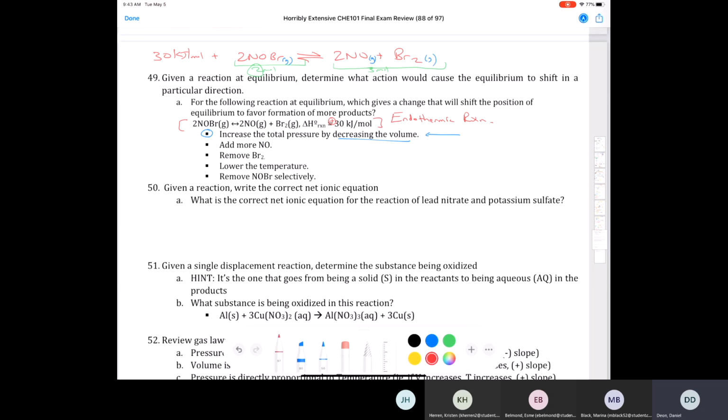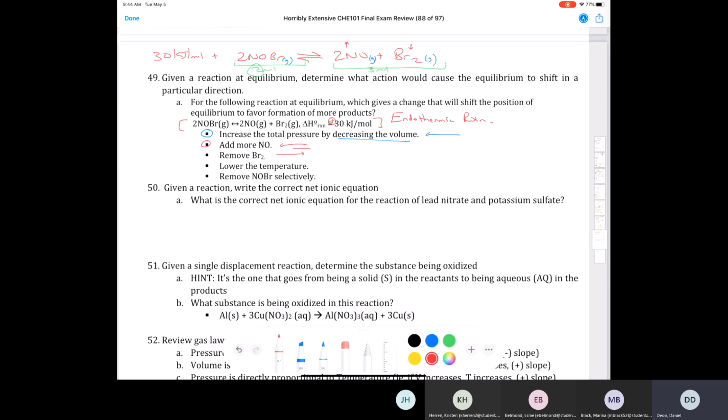Let's look at the next one. It says, if we add more NO, well, if I increase the amount of NO, the system is going to counteract to alleviate the stress that I'm putting on it, which is basically me summarizing Le Chatelier's principle. So if I increase the amount of NO, it's going to have to shift back to the left to make more NOBr in order to alleviate that. So it's going to shift to the left. In this case, if I remove Br2, it's going to shift to the right, because it's going to have to go back towards the products to regenerate more Br2 and reestablish the equilibrium.